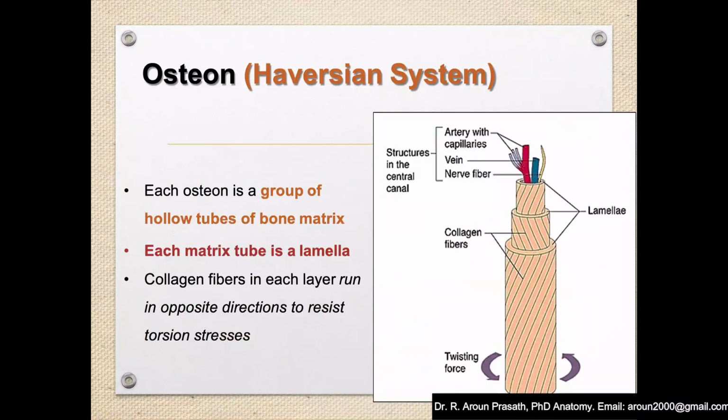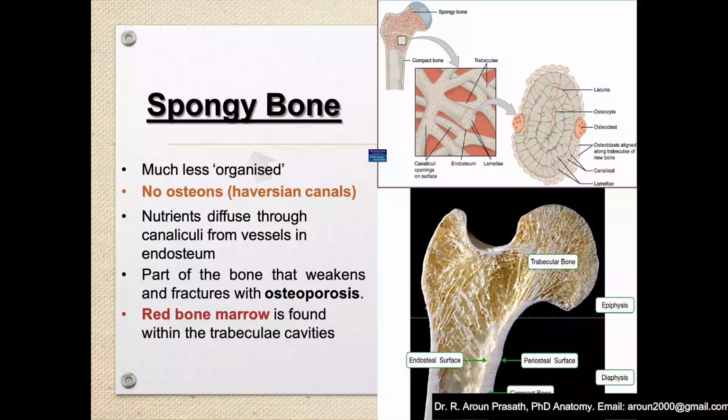Okay, so let's go to the Haversian system. In the Haversian canal you have the blood vessels and the nerves. That central hole in the osteon is called the Haversian canal. In some books, including the circular lamellae, we call it the osteon. That is how the bone cells are formed.